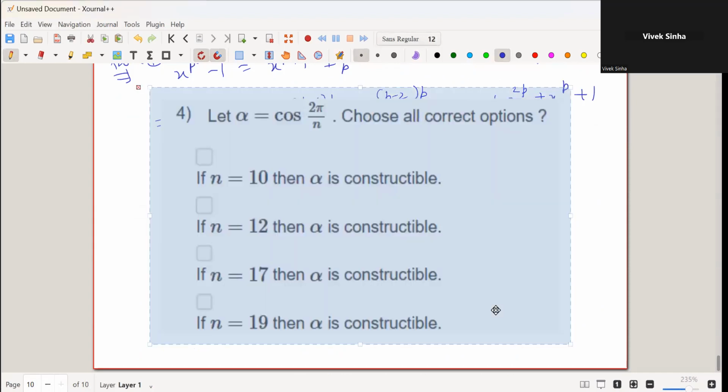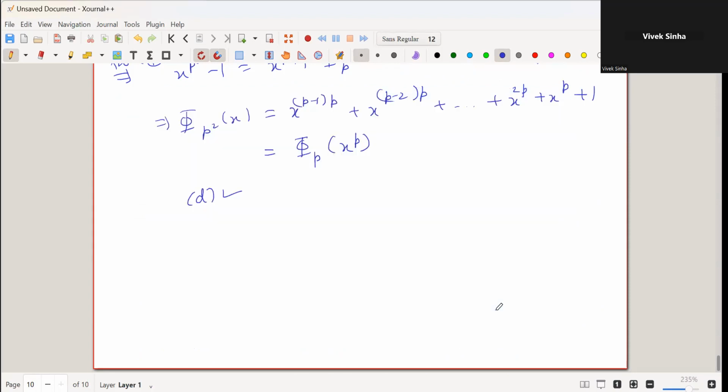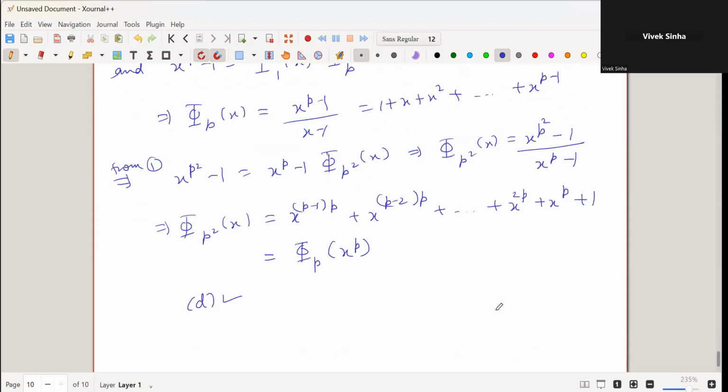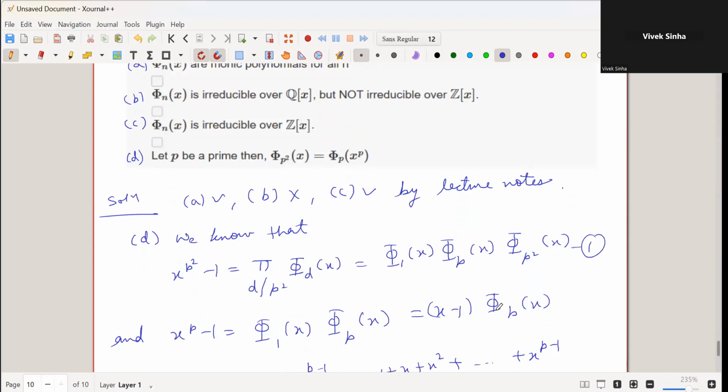Oh, I have to change the page. Let me just.